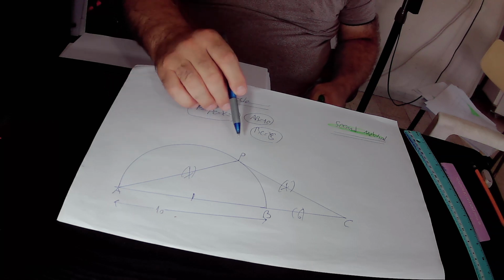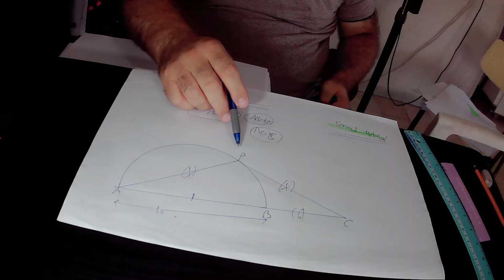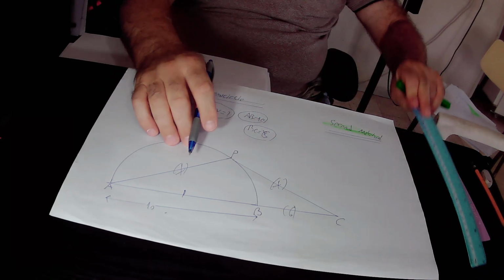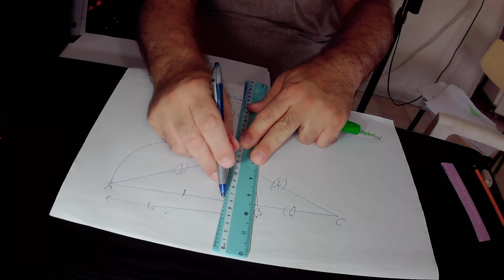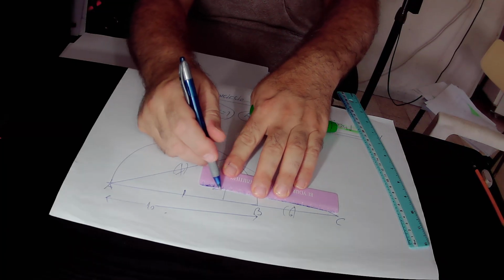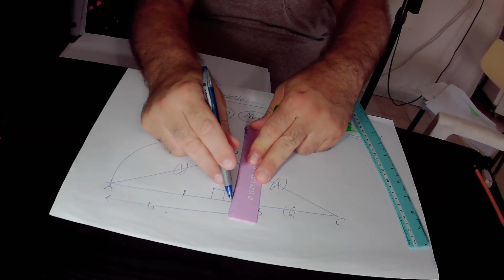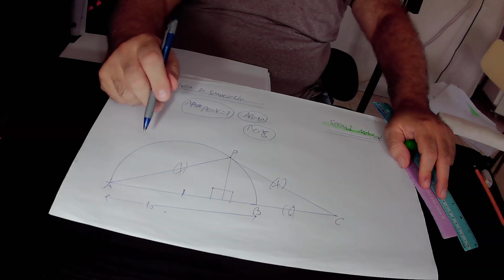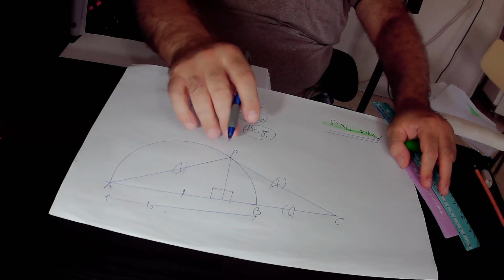So from point P, we go perpendicular to the base AC. Again, from the vertex P, we go perpendicular to the base AC. So actually this angle equals 90 degrees, and this angle also equals 90 degrees according to our construction. We define the point where the perpendicular from point P meets the base AC. This point is point M.